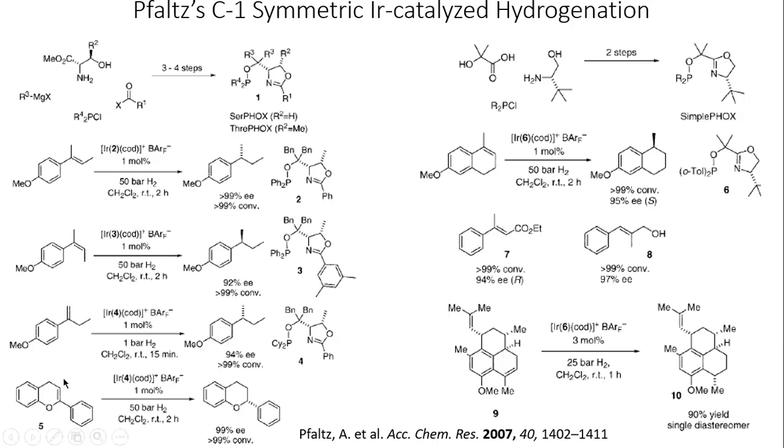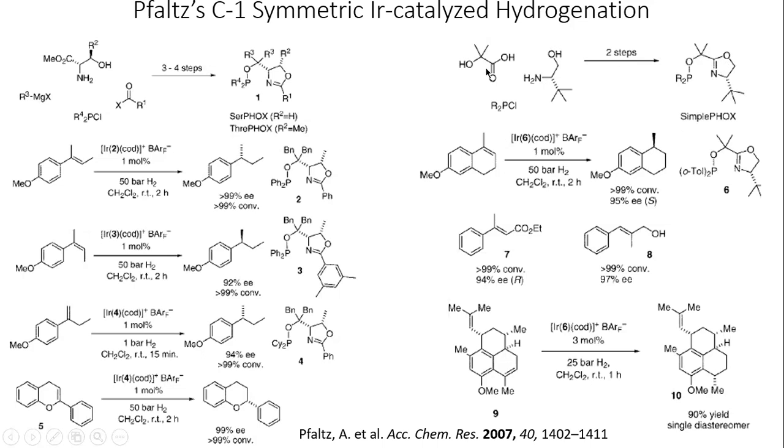And again, with the cyclic, heterocyclic alkenes, 50 bar of hydrogen, methylene chloride, room temperature, 2 hours, you get 99% EE for this enantiomer and greater than 97% conversion. And then over here, you have another group of reactions, but you're using a different ligand. So this is SimplePHOX, which has an oxazoline ring here with a tert-butyl substituent, and it's synthesized from this amino alcohol plus this acid right here.